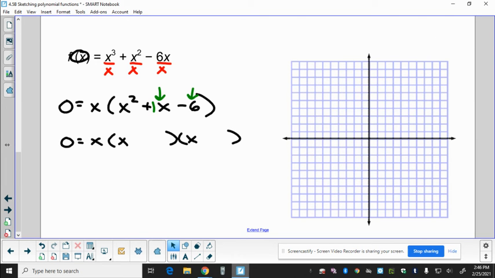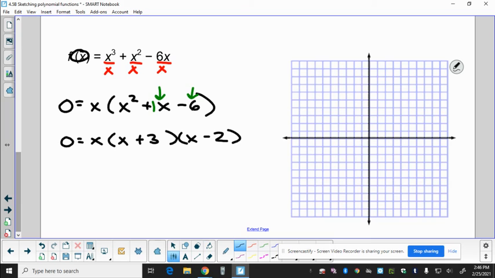So we are checking out this, right? We have to get our factors in here. So let's do +3 and -2. And we are all set to solve this. So here we go.